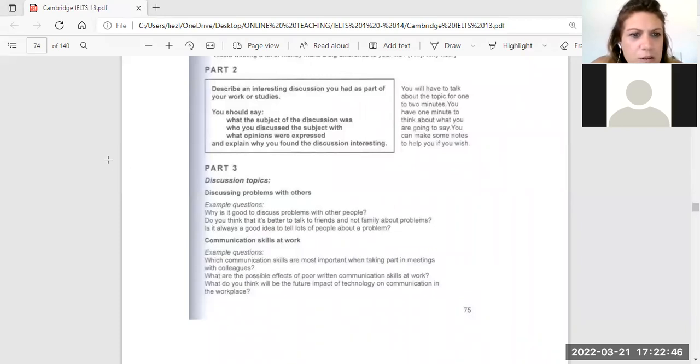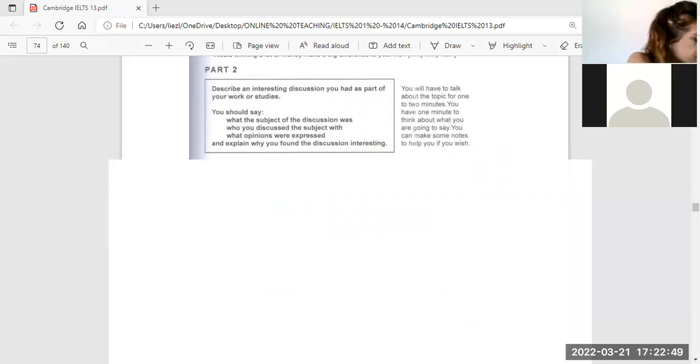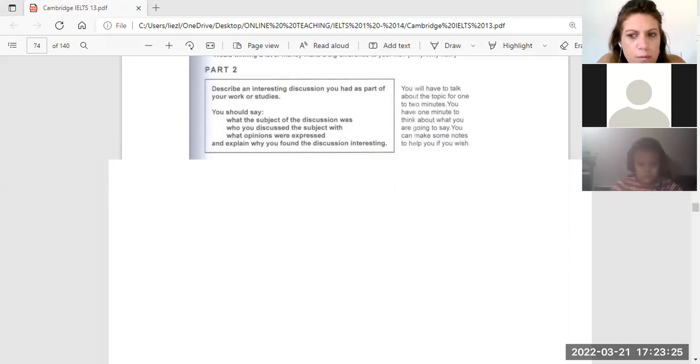Okay, Men, you can read the instructions for us. Describe an interesting discussion you had as a part of your work or study. You should say what the subject of the discussion was, who you discussed the subject with, and what opinions were expressed, and explain why you found the discussion interesting. You will have to talk on the topic for 1 or 2 minutes. You have 1 minute to think about what you are going to say, and you can make some notes to help you if you wish.